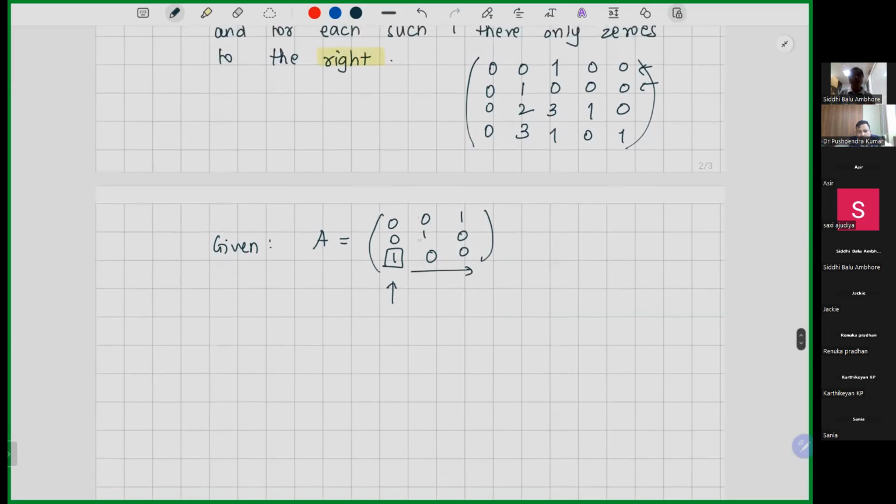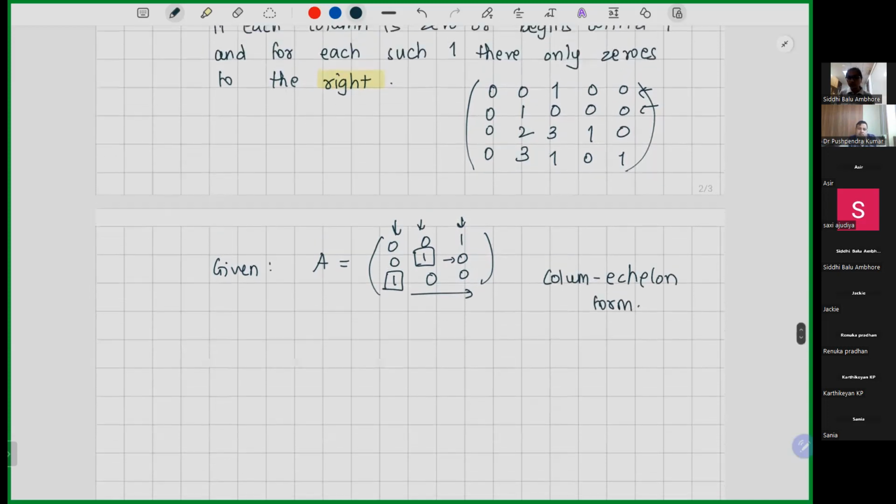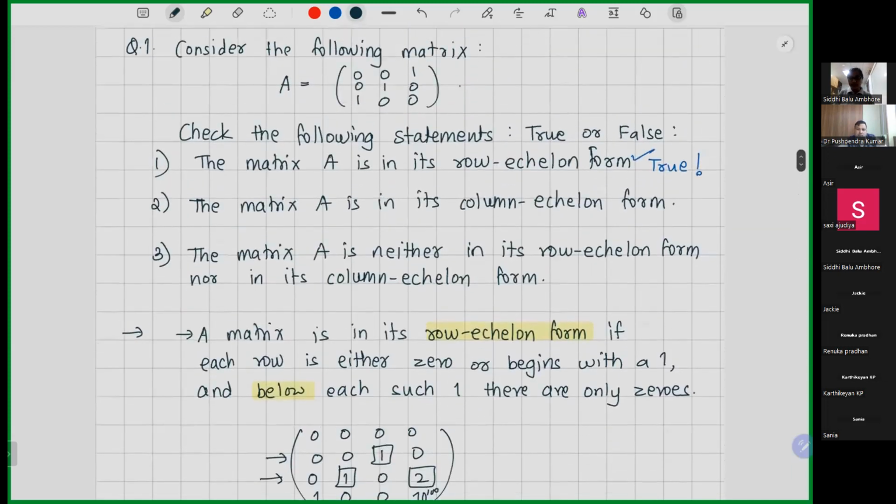Now I'll check for the second row. I will go from top to bottom. The first non-zero entry is this one, and everything to its right is 0. So I am fine. Similarly with the third, and there is nothing to the right of this one, so we do not need to check anything. So this matrix is in column echelon form. They were asking whether this matrix A is in its column echelon form or not. So the statement is true.